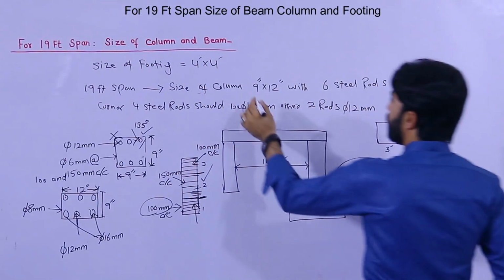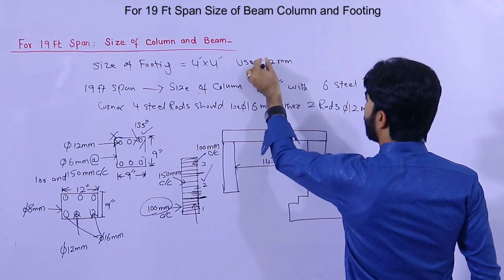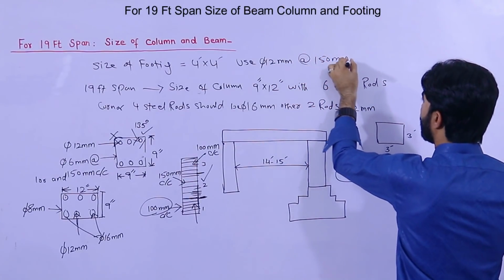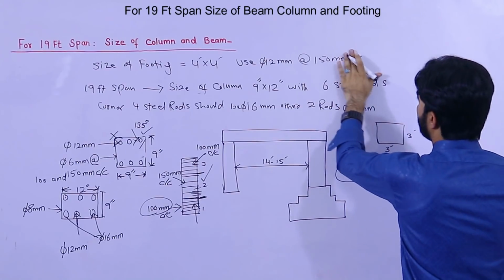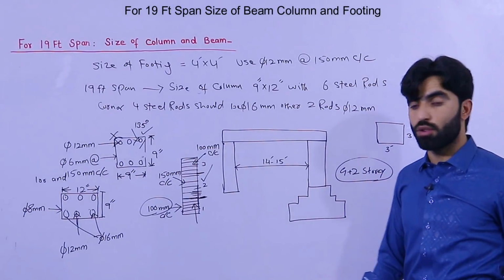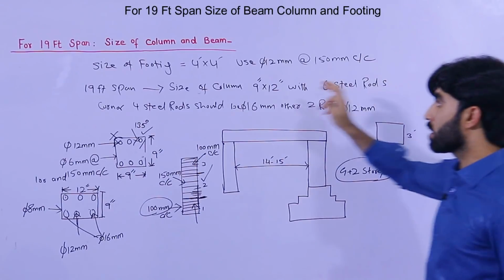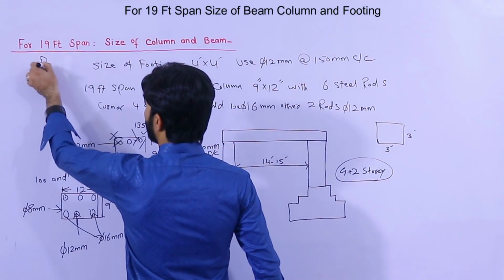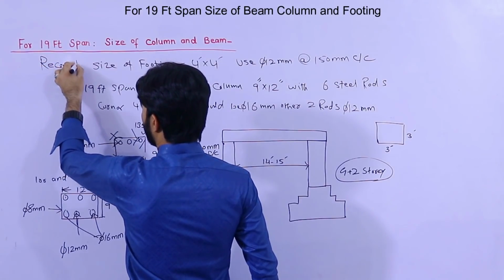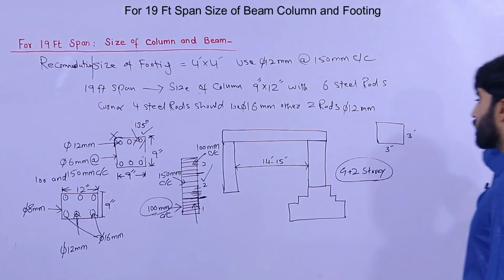Okay, and here use 12 mm dia with the spacing of 150 mm by 150 mm. Okay, so also as well as this is the size of footing for this. Now guys, it should not be less than 3 by 3 feet. But okay, so this is my recommendation without structure load, etc. Recommendation.